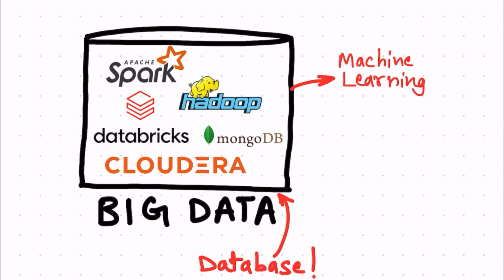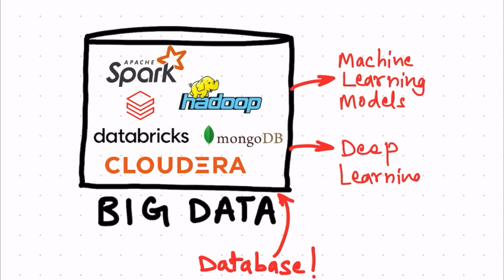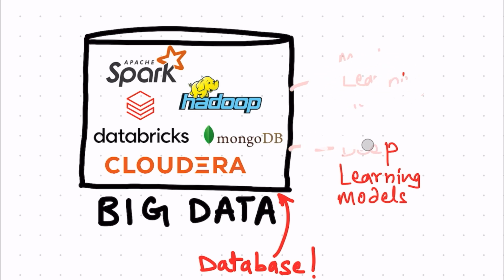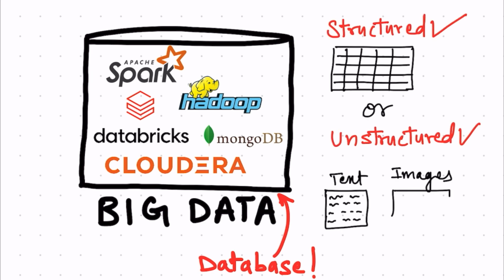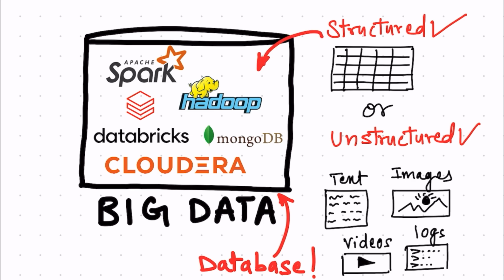And we use big data to create machine learning or deep learning models. These big data platforms use distributed computing to handle large amounts of data. The important thing to note about big data is it can store data that can be either structured, like rows and columns, or even unstructured, like text, images, videos, logs, etc.